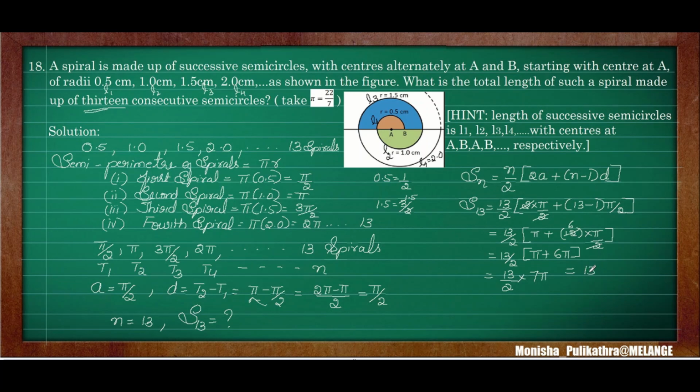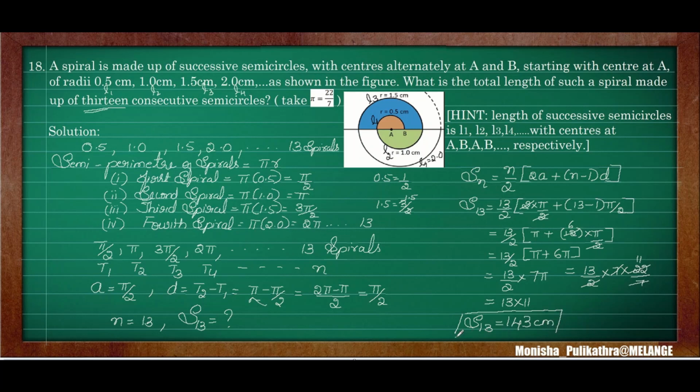So instead of pi we can write it as 22 by 7, that is 7 into 22 by 7. So the 7s get cancelled, 2 1s are 2, 11s are 11, so it will be 13 into 11. So 13 into 11 is 143. This is the total length, 143 centimeters.